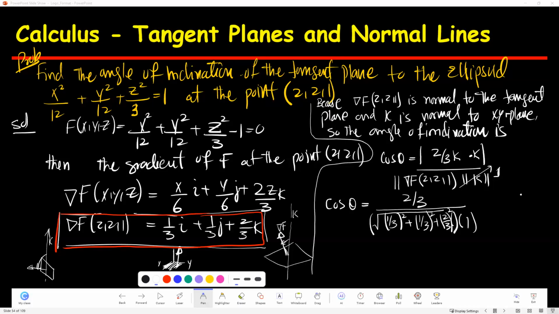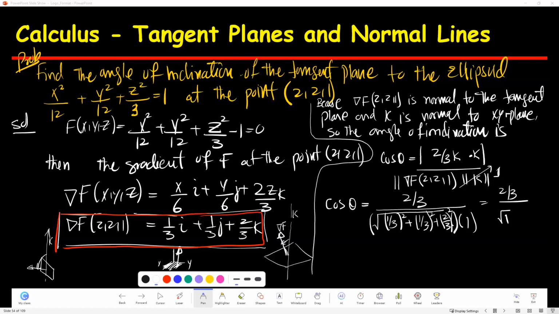Let's solve it. Since this is a normal vector, my answer should be 1. If you solve it, everything becomes 1, right? 1 plus 2 plus 2, it's going to be 3, 9, and 1 plus 1 is 2, 2 plus 4 is 6, 6 over. So if you solve it, it's going to be like this.